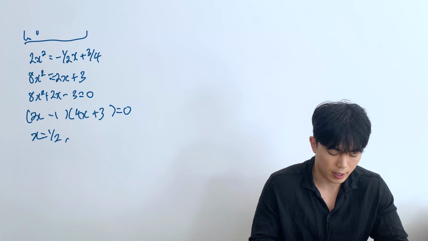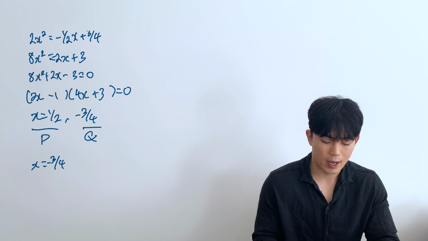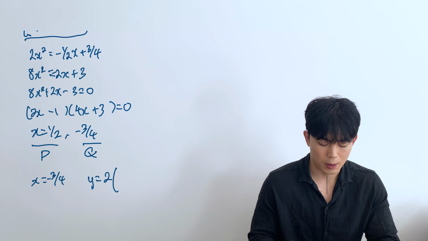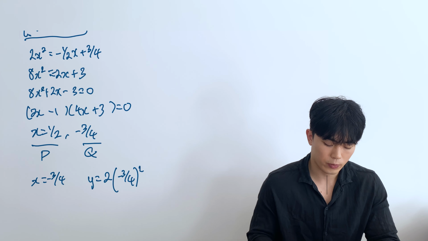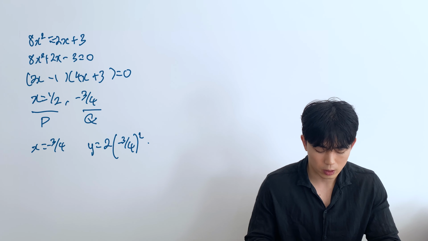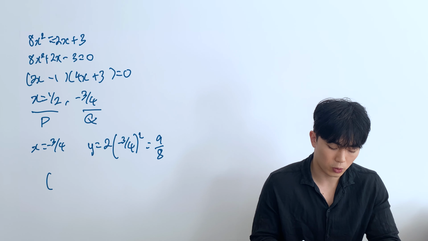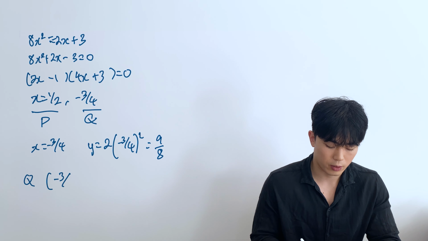So if x is negative 3 over 4, to find y, I just plug it into either equation, right? So y is going to be 2 times minus 3 over 4 squared. So this will give you 9 over 8. So the coordinate of Q will be negative 3 over 4, comma 9 over 8.